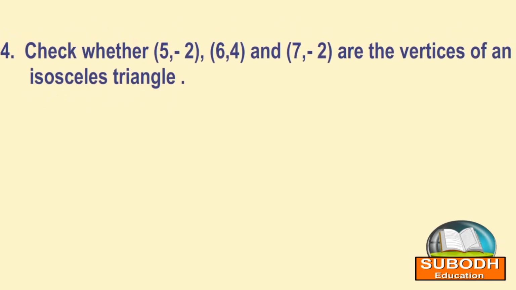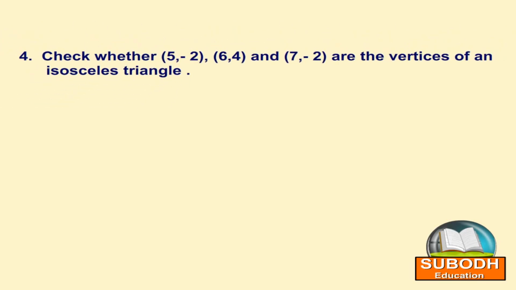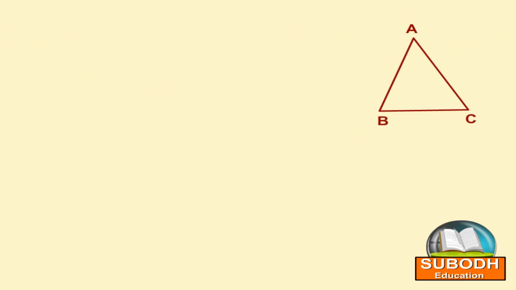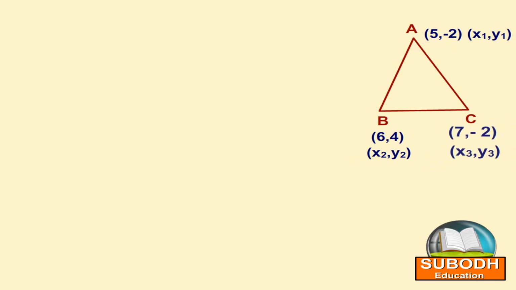Question 4. Check whether (5, -2), (6, 4) and (7, -2) are the vertices of an isosceles triangle. A is (5, -2), which is x1, y1. B is (6, 4), which is x2, y2. C is (7, -2), which is x3, y3.